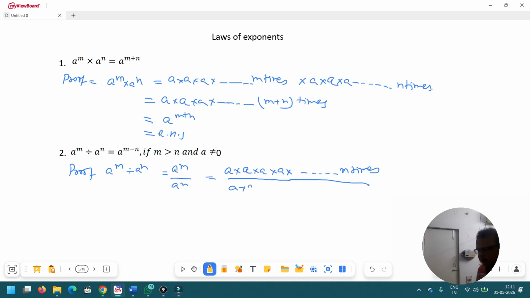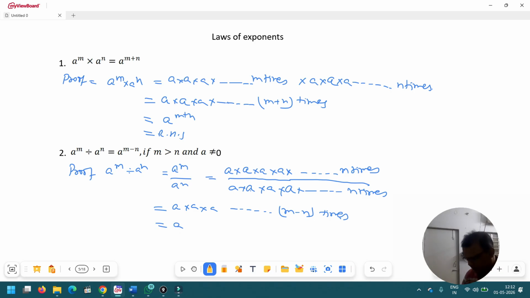a into a, up to m times, divided by a into a, up to n times, is equal to a into a, up to m minus n times, equal to a to the power m minus n, equal to RHS. That is proved. So see the next law.